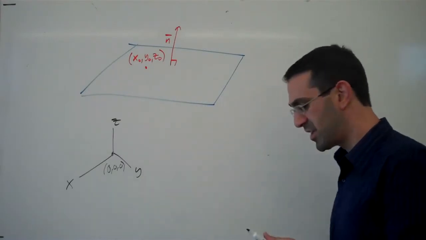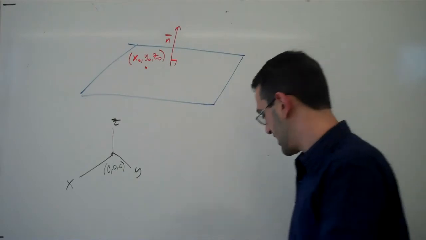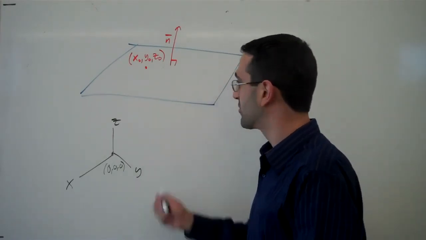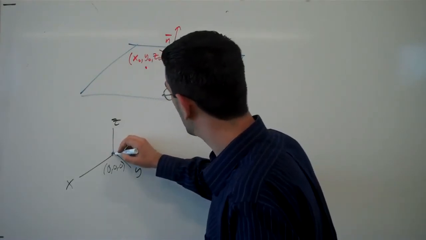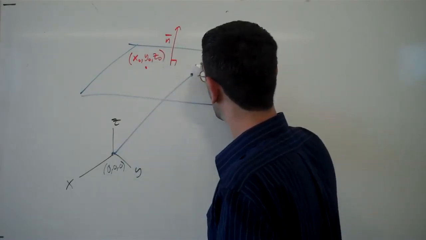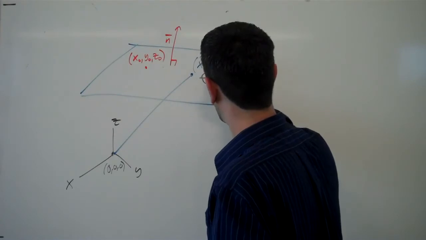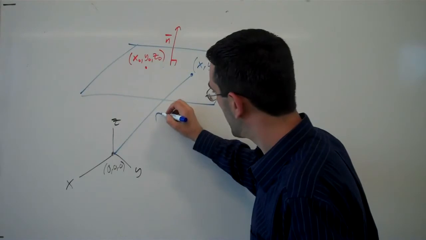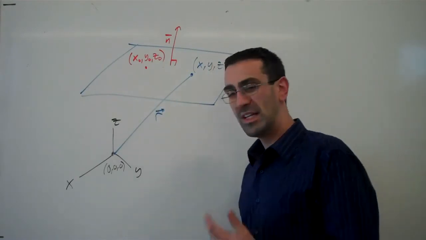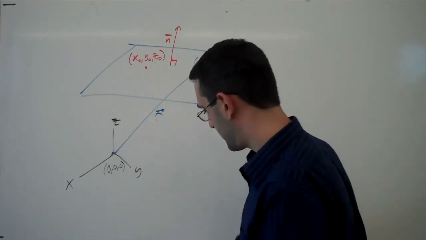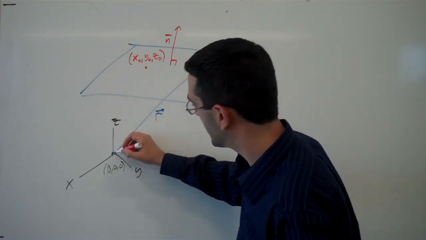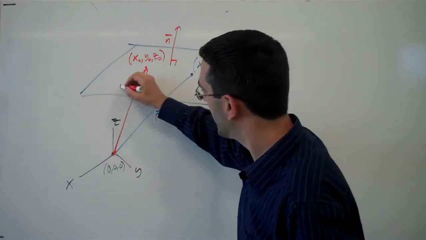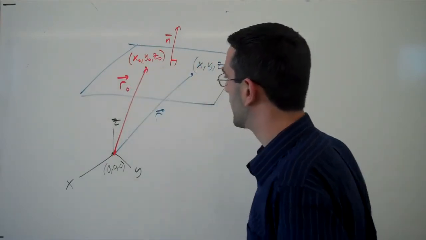So we're going to try to come up with an equation for this plane. We're going to introduce a position vector here, a vector from the origin out to any old point on the plane, any old point x, y, z. We're going to call this vector r. Now we're going to introduce a second vector running from the origin, again a position vector, out to the point x naught, y naught, z naught, and we'll call this vector r naught.